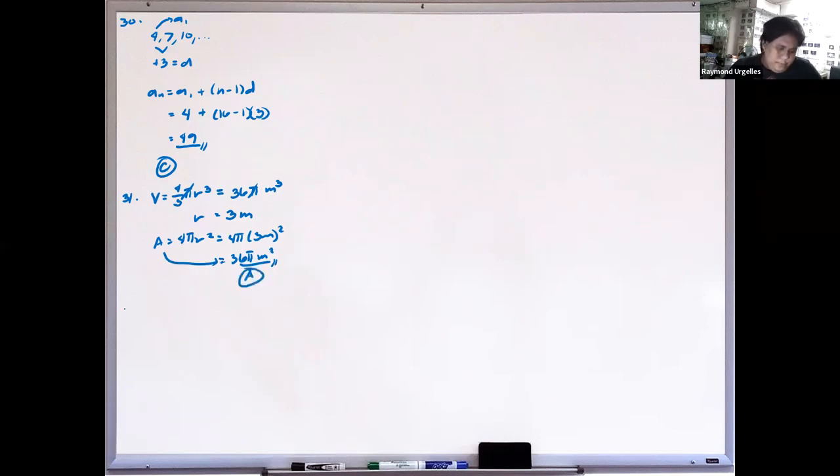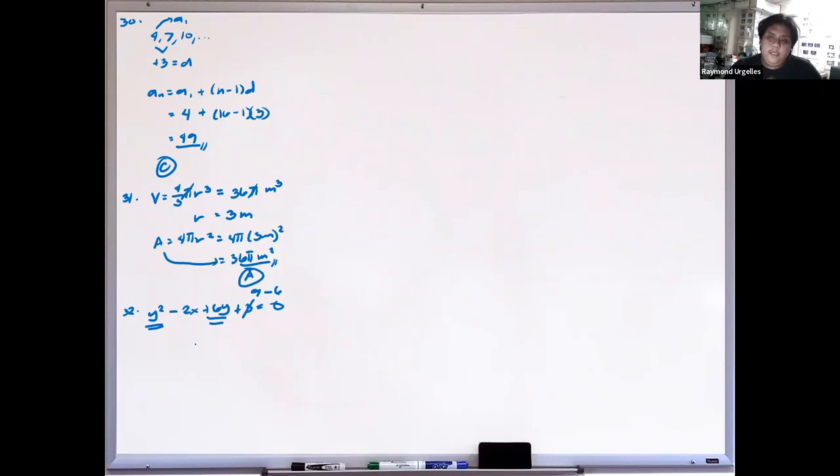Number 32, kailangan lang natin ng vertex ng parabola. So y squared minus 2x plus 6y plus 3 is equal to 0. Okay? So again, remember, we have y squared plus 6y. So kulang na lang ng plus 9 para perfect square. So gagawin ko itong plus 9 minus 6, since 9 minus 6 is 3.